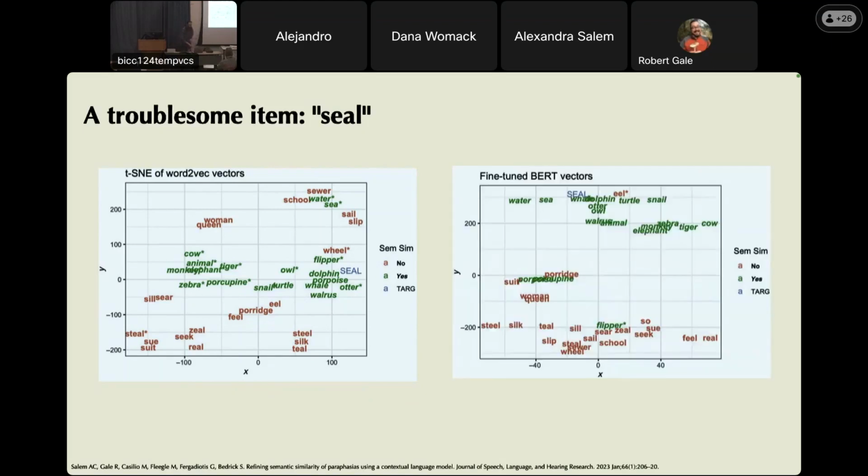Our BERT model, because we did a bunch of fine tuning and it learned a lot about the task, got much better separation, and that's why we got the better performance.